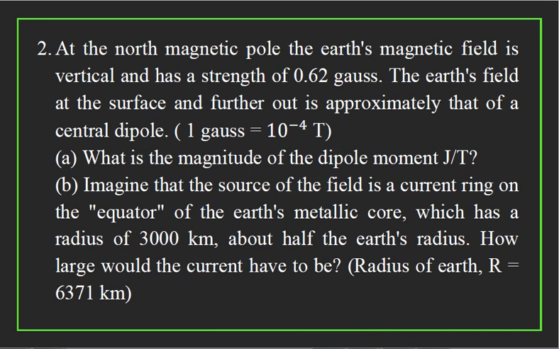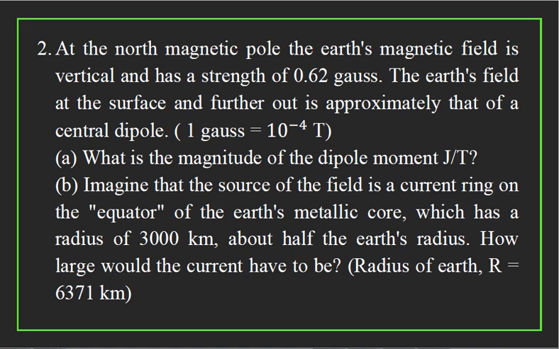Now the second problem is: at the North Pole, the Earth's magnetic field is vertical and it has a strength of 0.62 Gauss. The Earth's field at the surface and further out is approximately that of a central dipole. 1 Gauss is equal to 10 raised to minus 4 Tesla. The question is, what is the magnitude of the dipole moment in Joule per Tesla?